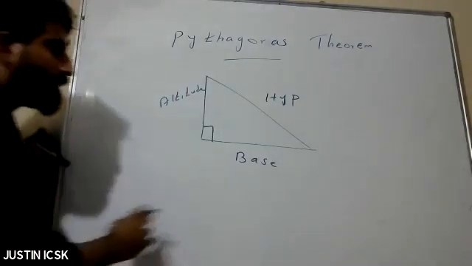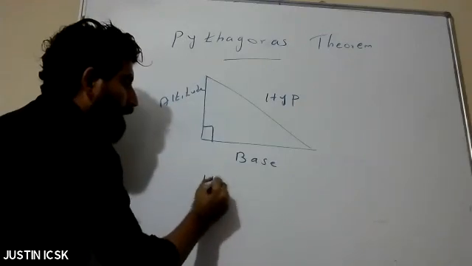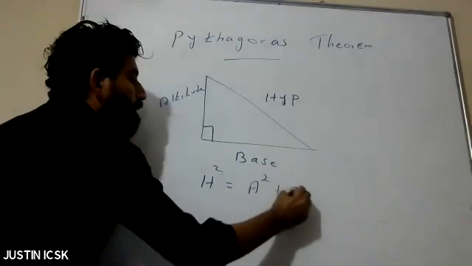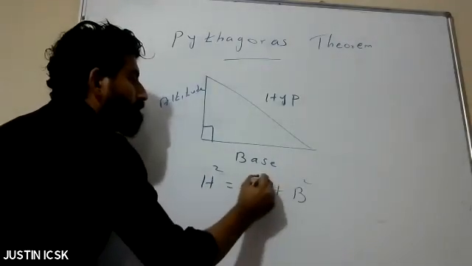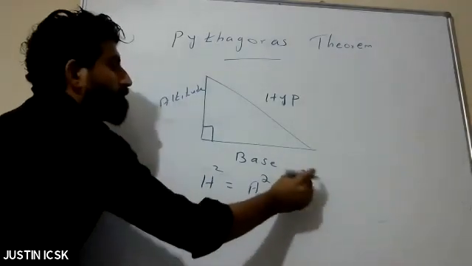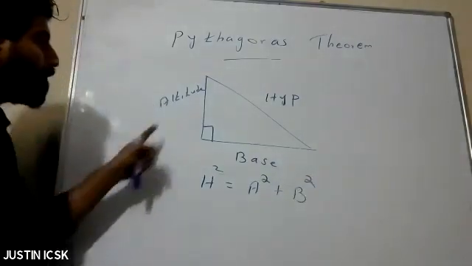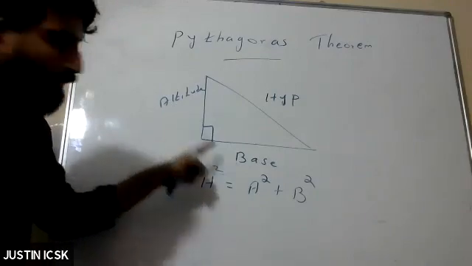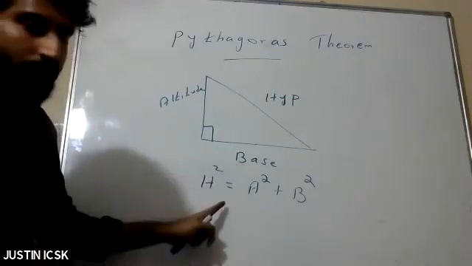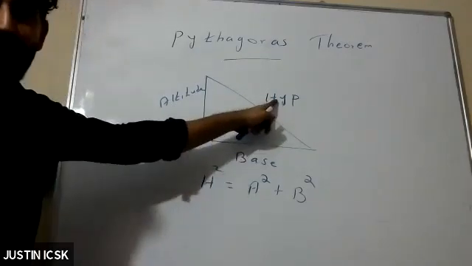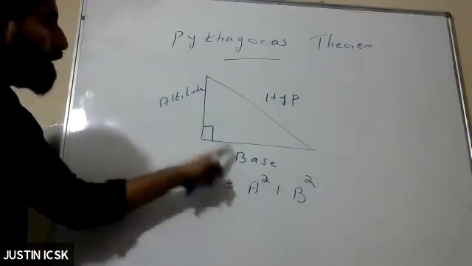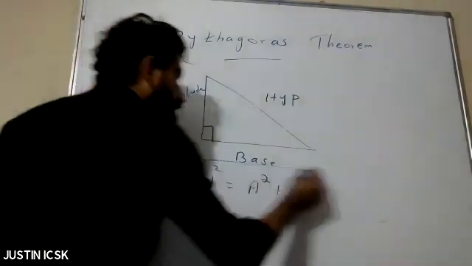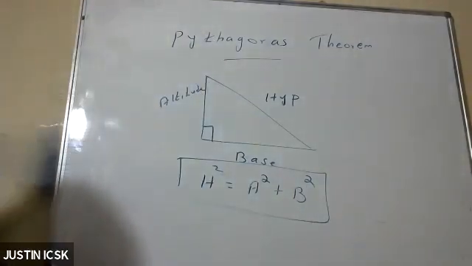The formula connecting all this: hypotenuse square equals altitude square plus base square. If you take the square of the altitude, then the square of this side, the sum is equal to the hypotenuse square. This is called the Pythagoras theorem.